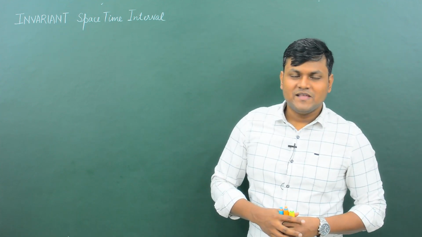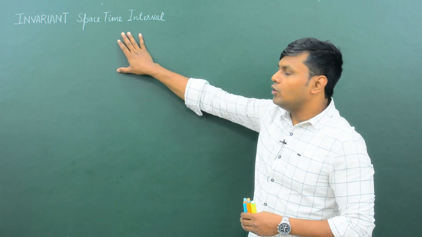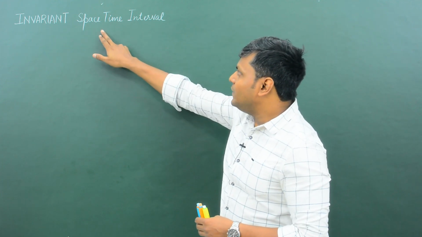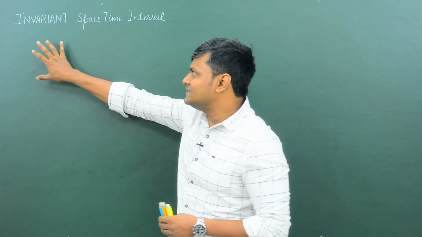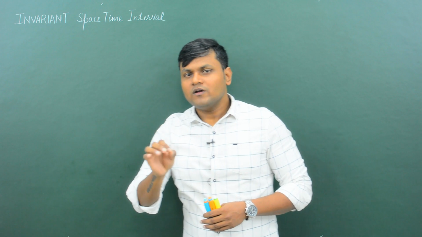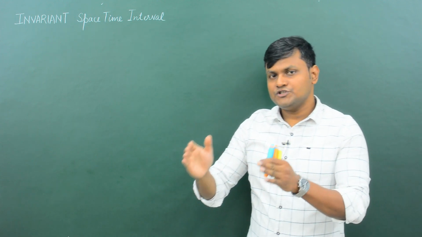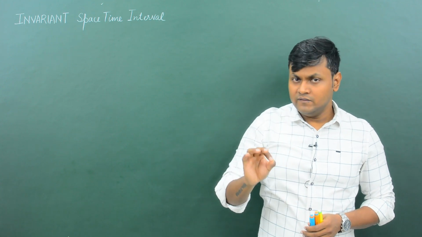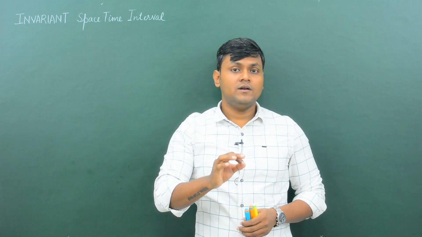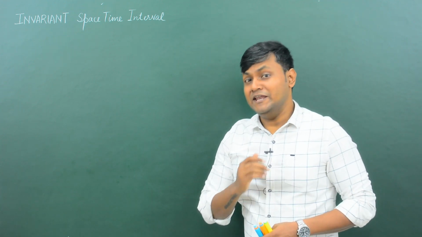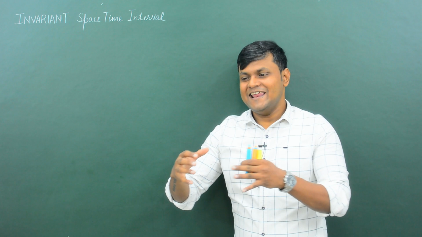So let us start. In today's lecture, I want to talk about a very important topic in special theory of relativity, which is the space-time interval, also known as the invariant space-time interval. You see, one of the consequences of the postulates of relativity is that two observers can never agree upon the time periods and distances measured by them anymore. This is the length contraction or the time dilation phenomena.